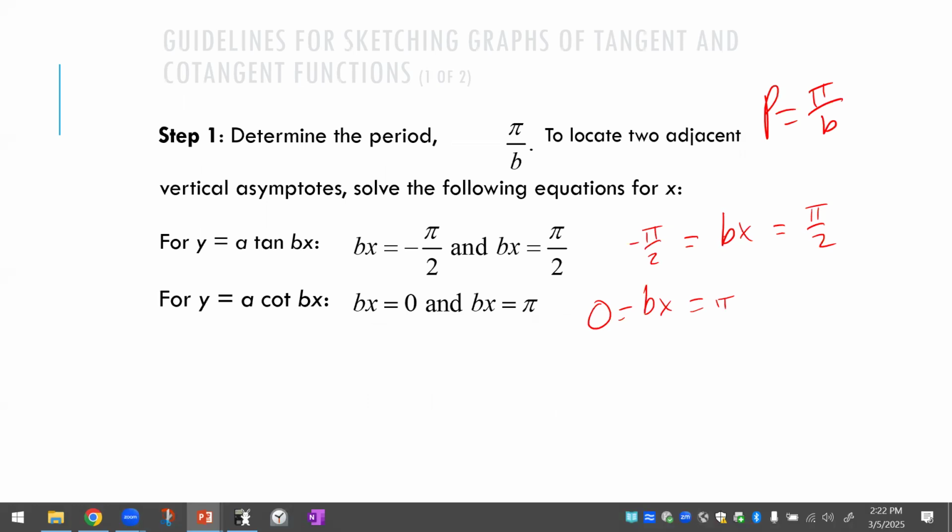All right, determine the period. So when you're graphing cotangent, the first thing you want to do is determine your period. Your period is pi over b because it only takes 1 pi for the pattern to repeat. So it's period equals pi over b. Your vertical asymptotes, solve the following equations for. So when you're trying to figure out where your vertical asymptotes are, you are starting with negative pi over 2 and ending at pi over 2.